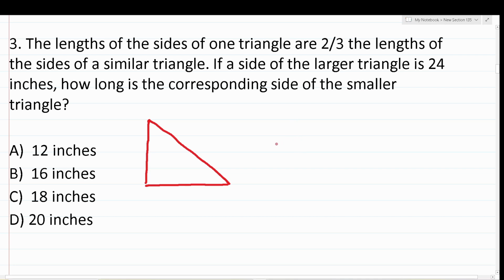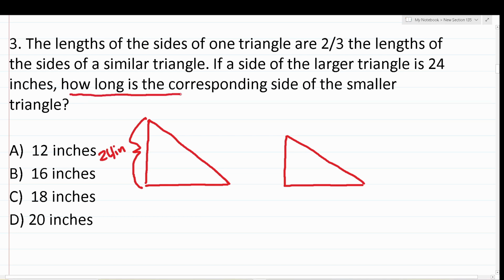And of course, it should be pretty clear that we have one big triangle and then we have another small triangle. In addition, we were told that one of the side lengths of the bigger triangle is 24 inches. So I'm going to say that the length of this side of this triangle is 24 inches. And according to the problem, we want to know how long the corresponding side of the smaller triangle is. Corresponding side means the same side. So we want to figure out how long this side of this similar triangle is. And in math, we typically represent unknowns with letter variables.